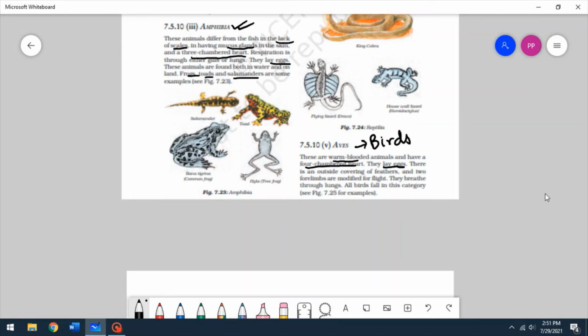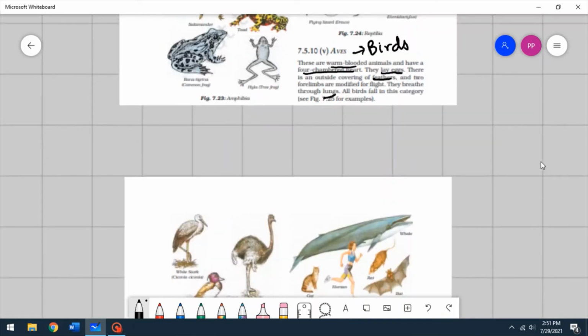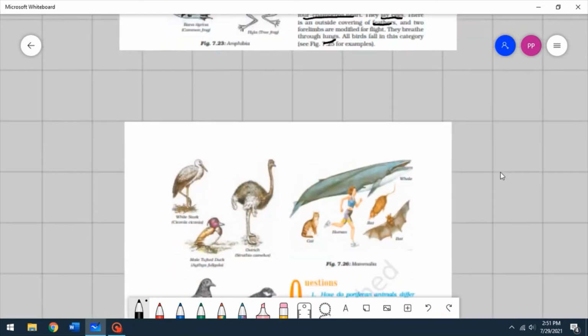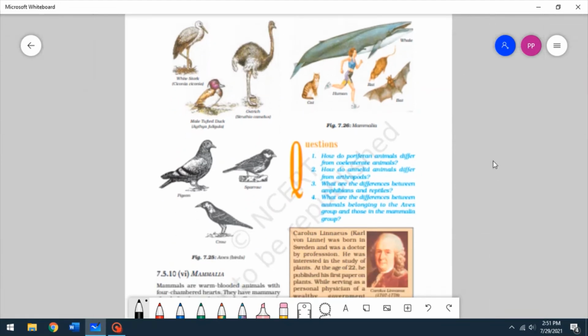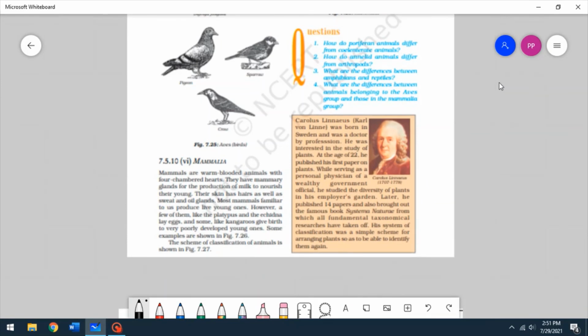And there is an outside covering of feathers, and 2 forelimbs are modified for flight. So 2 are their legs, and 2, instead of hands, they have wings with which they fly. And they breathe through the lungs, and all birds fall in this category. So eagles, vultures, sparrows, kites, they're all birds. Pigeons, crows, ducks, storks, flamingos, they're all birds.